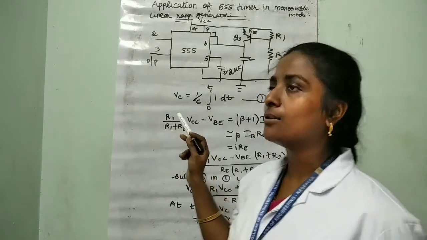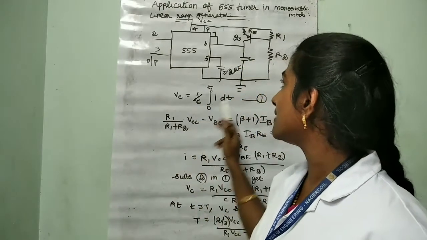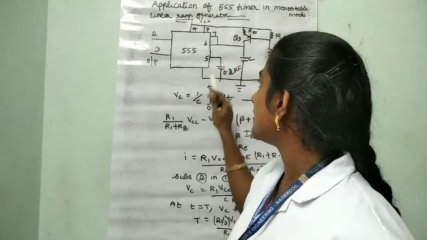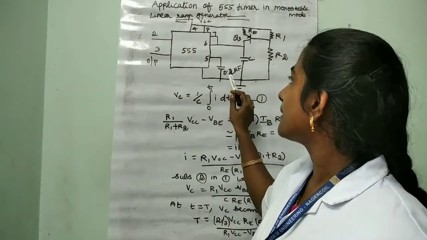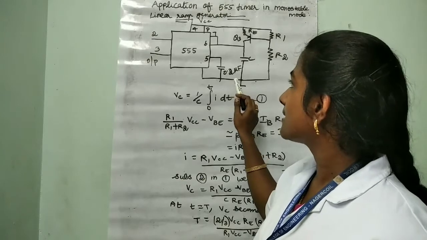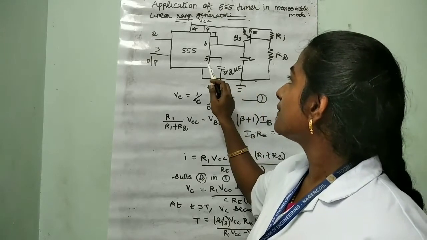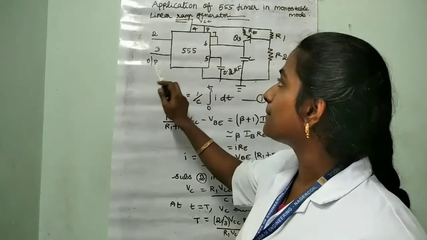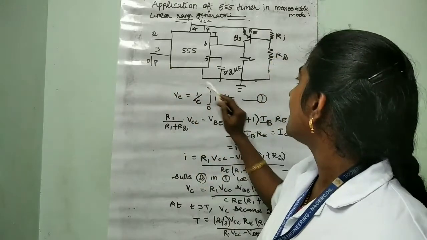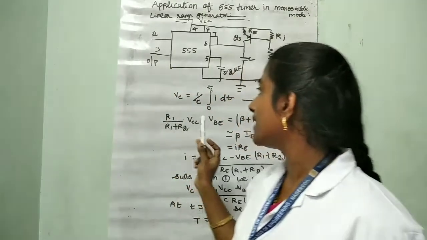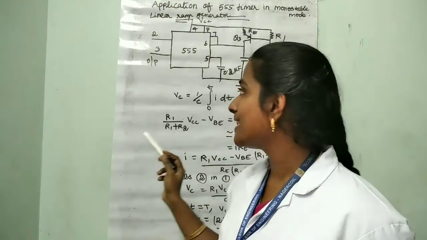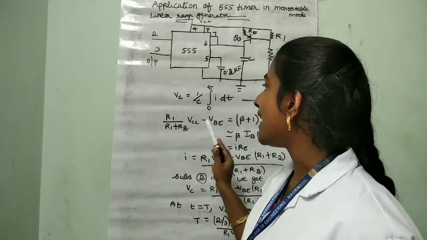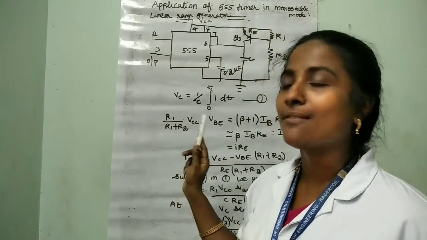Now the voltage at the capacitor is given by this. This is the pin diagram of the linear ramp generator. We have a capacitor of 0.2 microfarad connected to pin 5, and pins 4 and 8 are shorted. This is the VCC power supply. The third pin is the output, and the second pin is given here. The capacitor voltage is given by Vc = (1/C) integral from 0 to t of I dt. This is the first equation.